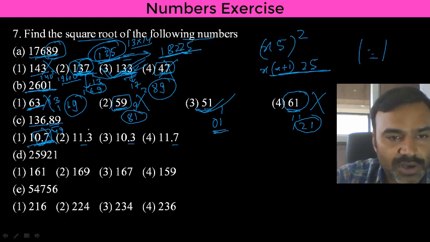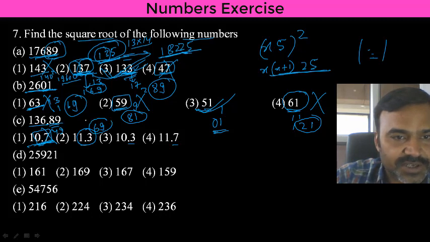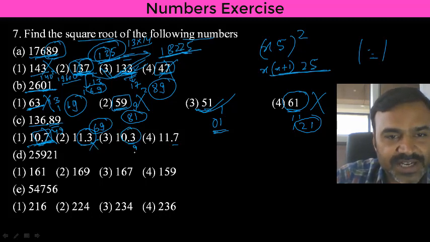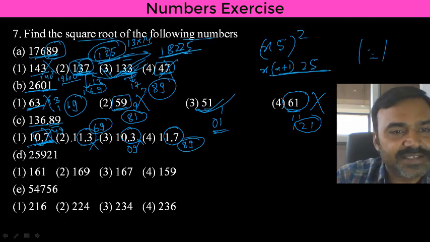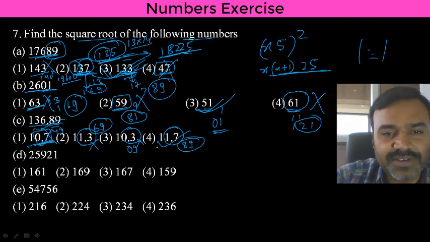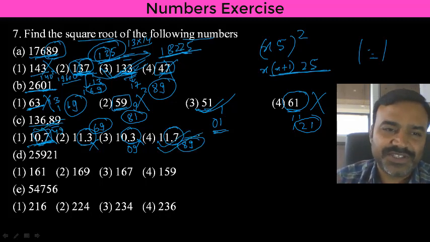So 107 is wrong. 113, 13 square is 169, so this cannot be the answer, because we have 89 here. 103 square is 09, cannot be the answer. 117, 17 square is 289. So 89 in the end. Yes, this is the only option. So 117 is the correct answer for this question.